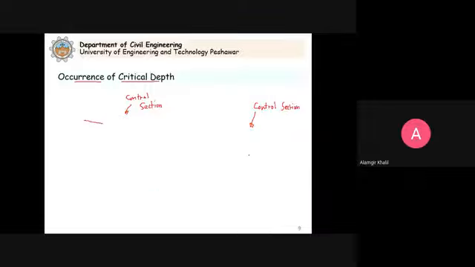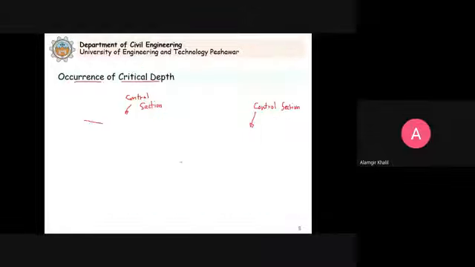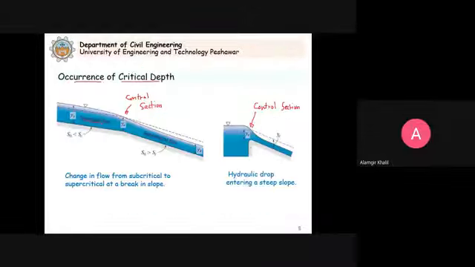So you see here, that's why it is written that the control of flow is said to be at the downstream end for channels with subcritical slope and at the upstream end for channels with supercritical slope. Here the flow in the channel is supercritical, but at the upstream end you have the control section. But when we have subcritical flow, at the downstream end we have the control section.